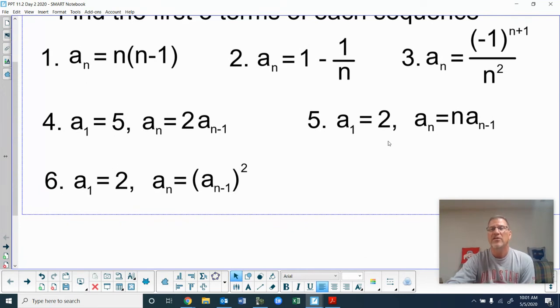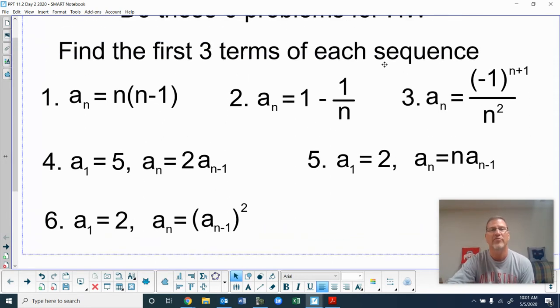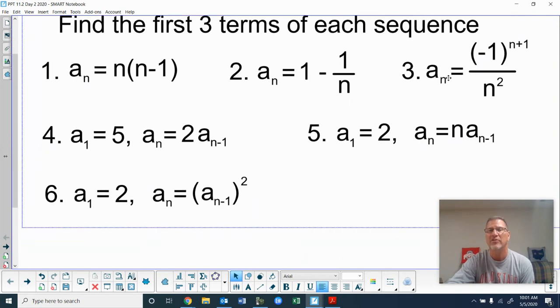For number 3, we have a sub n, the nth term, equals (-1) to the n plus 1 power divided by n to the second power. Remember, n represents which term we're looking for. Since we're looking for the first three terms, we're going to look for term 1, term 2, and term 3.